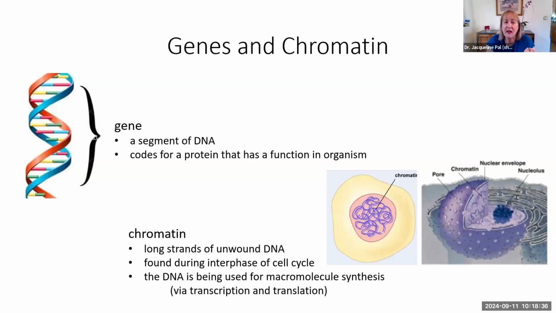During this time, the DNA is available to be used through the processes of transcription and translation, as well as for DNA replication if needed. And so with transcription and translation, we can start making amino acid chains. So we can make proteins and macromolecules that the cell might need.